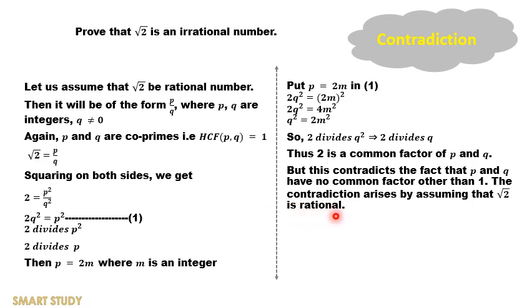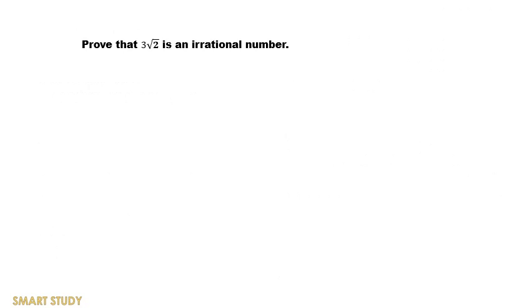What have we assumed? We have assumed that root 2 is a rational number. So from this our assumption went wrong. So root 2 is an irrational number. Next we'll see another example. Prove that 3 root 2 is an irrational number.